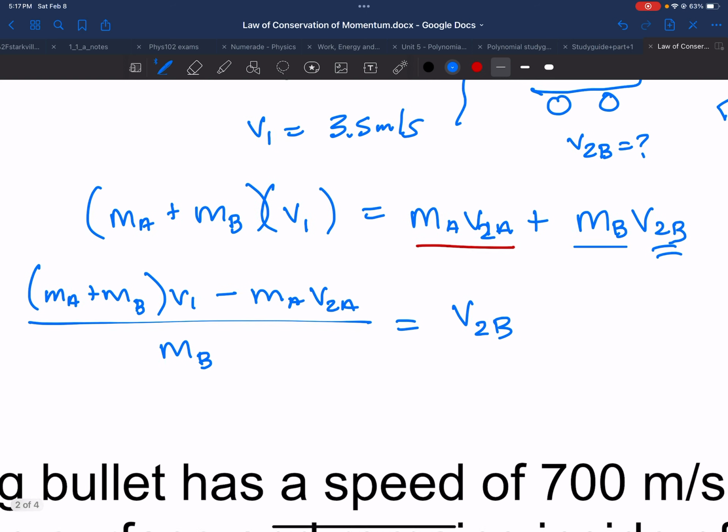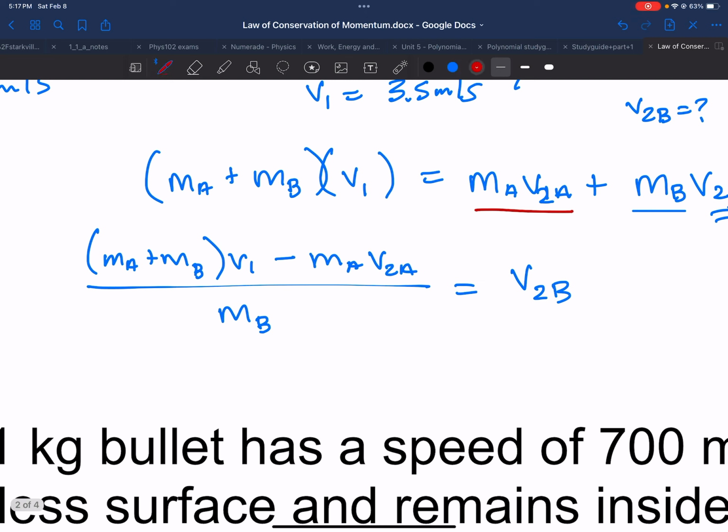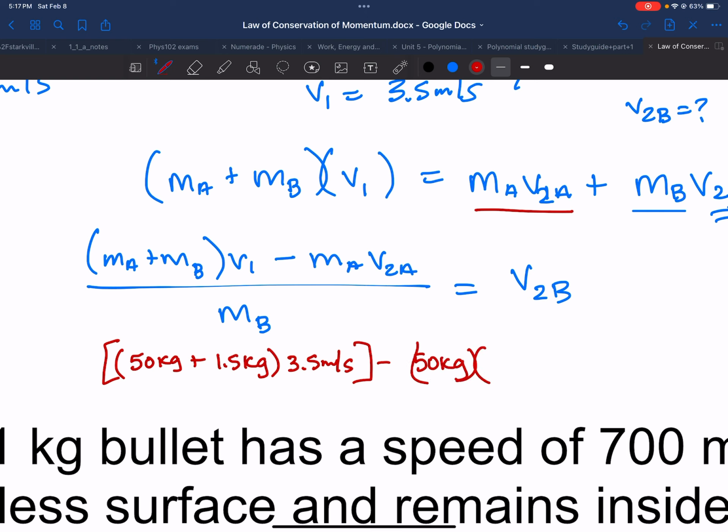All right, so now we are at a stage where we can go ahead and fill in those numbers. So I have 50 kilograms plus 1.5 kilograms times 3.5 meters per second. And from that we're going to subtract 50 kilograms times V2A, which is 5 meters per second. And we're using the positive because it is in the positive direction.